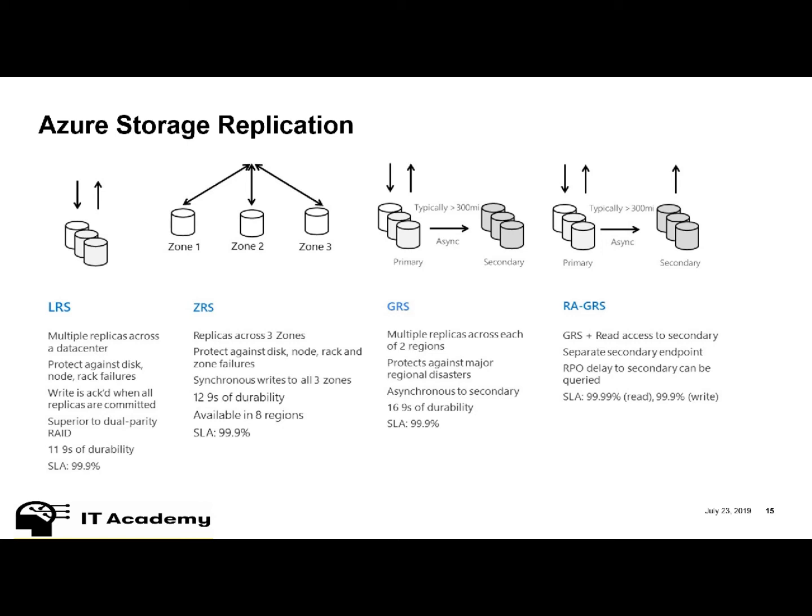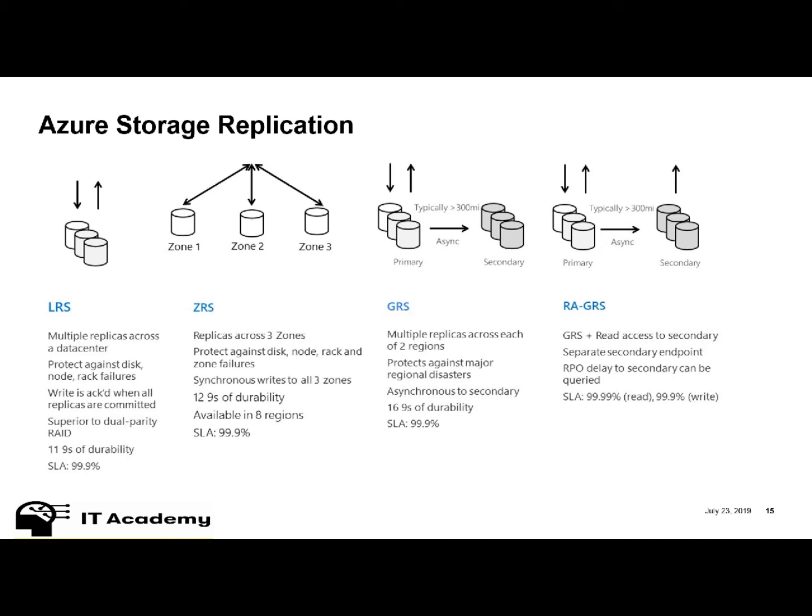So, because each of those zones exists within the same geographical region, we can be confident that none of our data has left a geographical region. If we've created zone resilient storage in UK South, our data will never leave UK South.